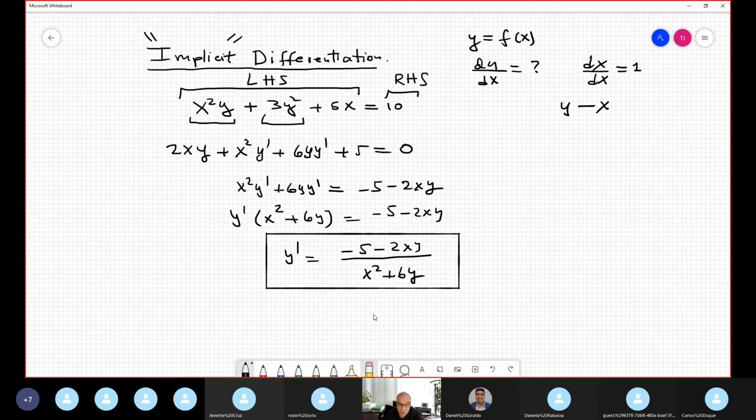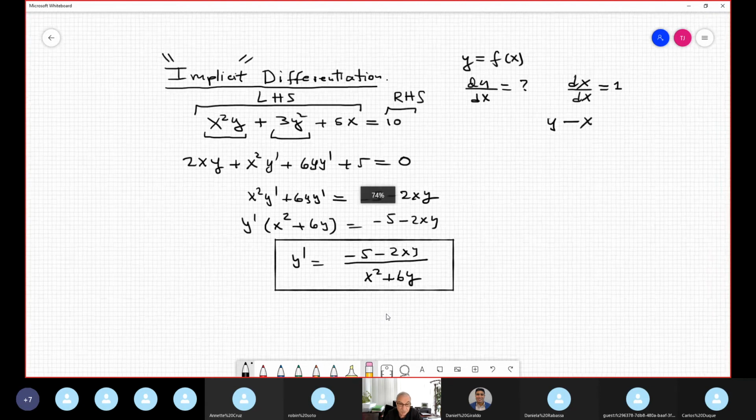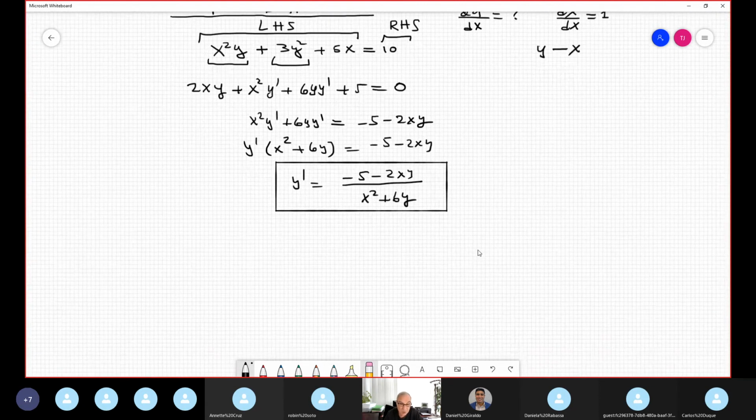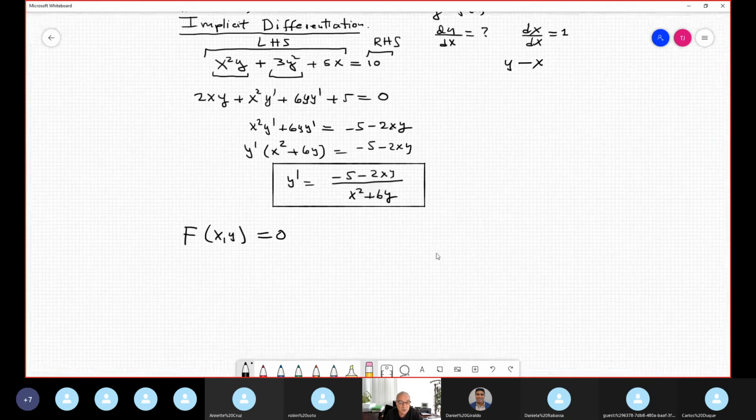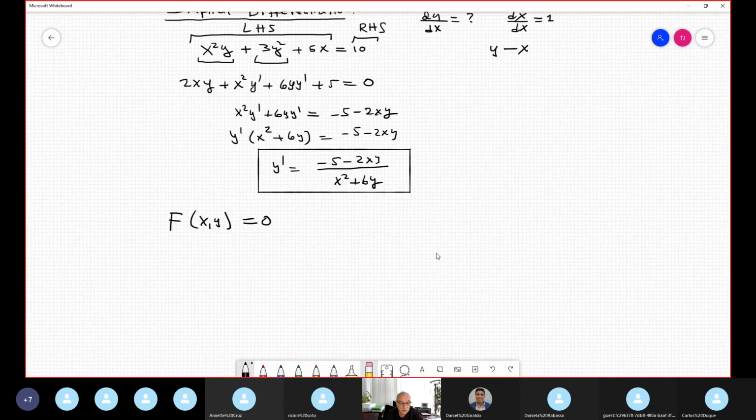However, let me show you something magic. Suppose I define capital F as the same f of x, but in this case f of x comma y, and I suppose the right hand side is 0. So it's the same problem, but I manipulate the expression a little bit. I'm going to put every variable to the left. Basically it is x squared y plus 3y squared plus 5x minus 10 equals 0.